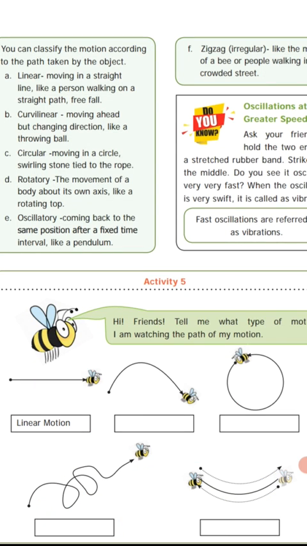Linear motion means moving in a straight line, like a person walking on a straight path or free fall. These are examples of linear motion. For curvilinear motion, the example is throwing a ball, moving ahead but changing directions. The third one is circular motion, moving in a circle, like swirling a stone.